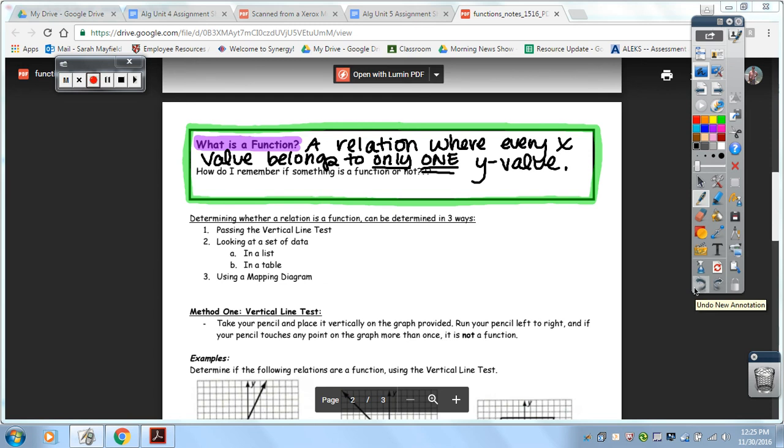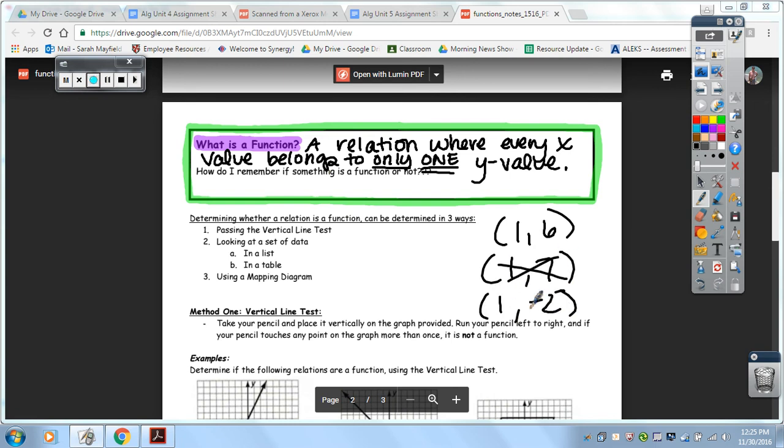So every function is a relation where every x value belongs to only one y value. Remember, the word relation means ordered pairs. It's a bunch of ordered pairs where every x value belongs to only one y value. So if I have 1 going to 6, 1 can't go to 7. 1 can't go to -2. 1 can only go to 6. 1 can only go to one y value.